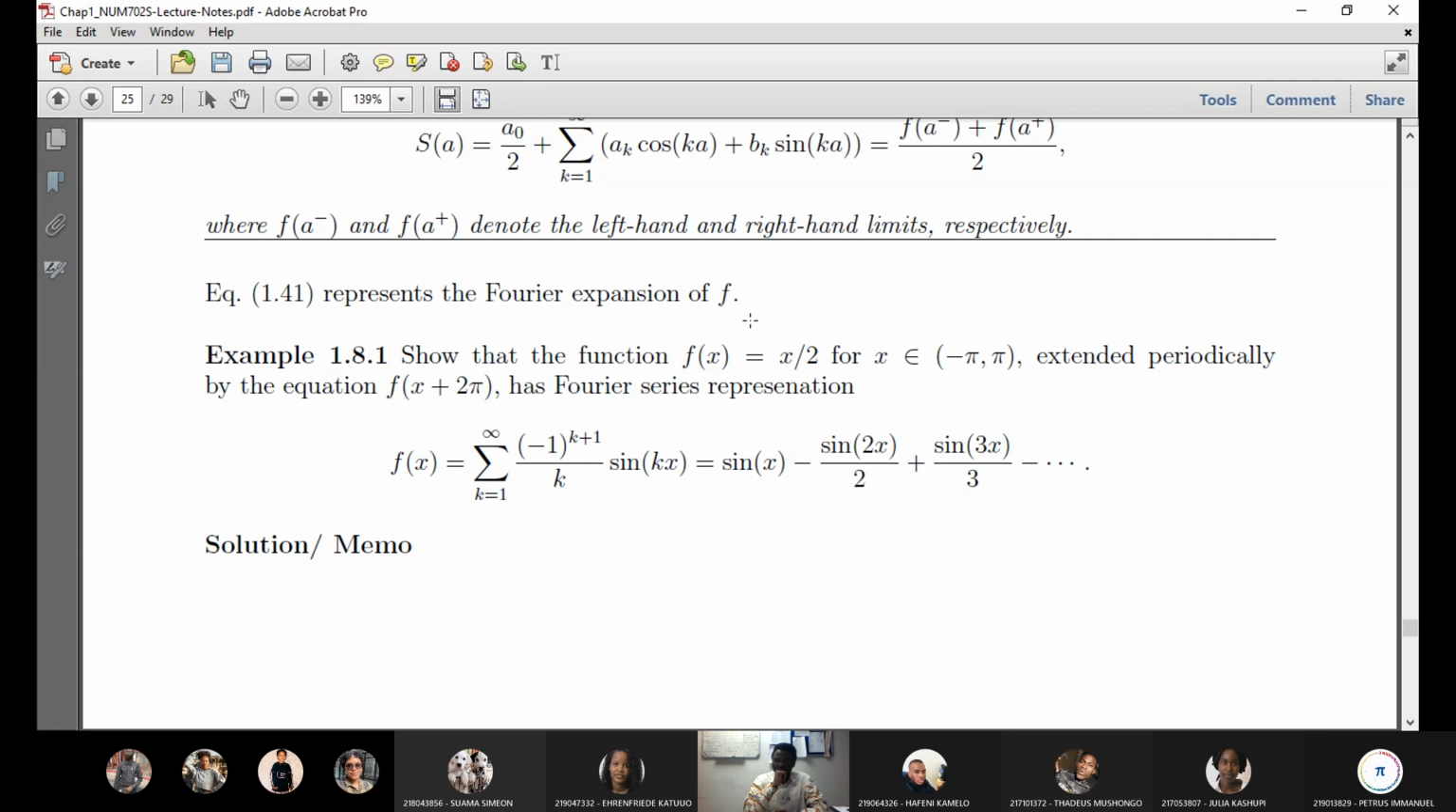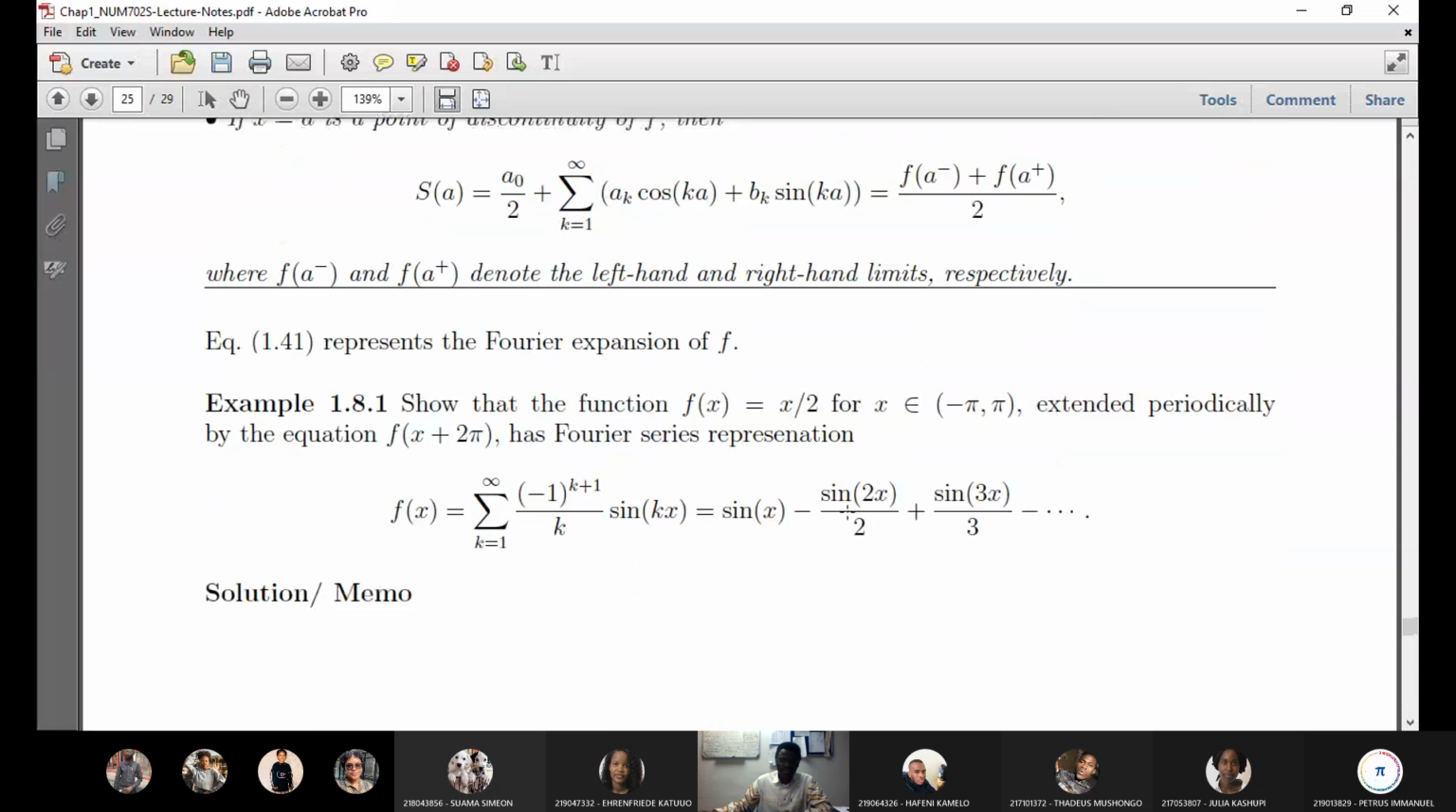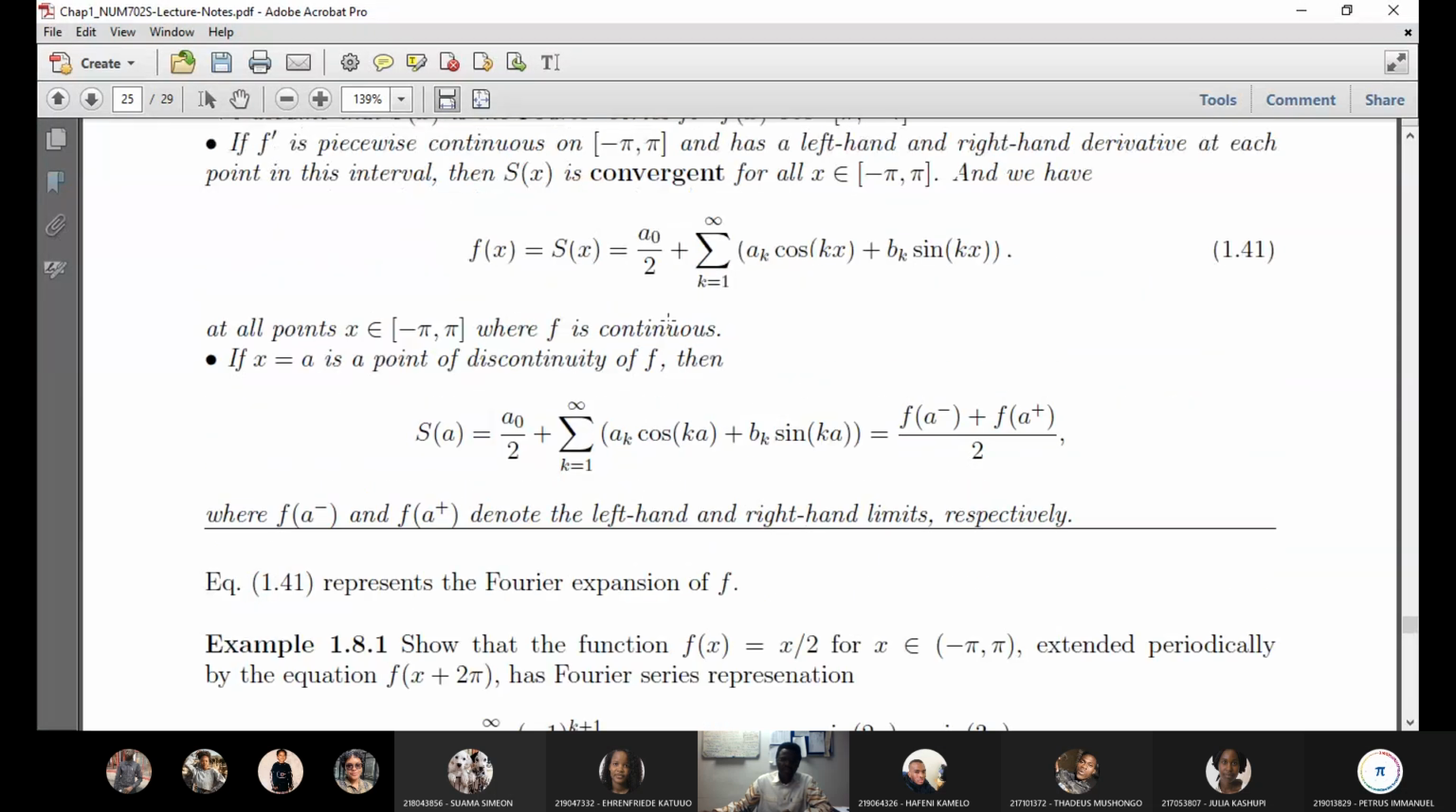And the difference will be where? At the point of discontinuity. And at the point of discontinuity, the series will converge towards the average. Okay, now we can therefore use this when x is in the interval negative pi pi. And then we use our formula. So we have this formula, which we can write down.